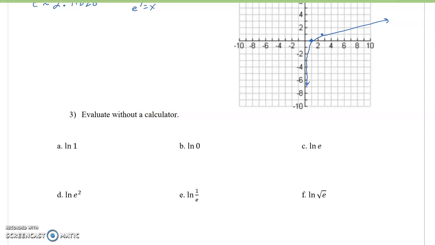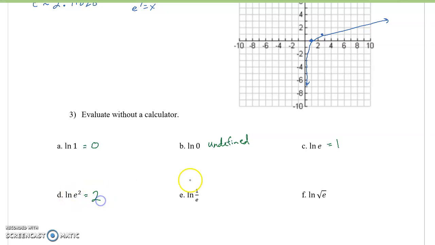So if we're going to try to evaluate some expressions, these logarithmic expressions are all base e. So what can I raise e to get 1? That answer is, of course, 0. What can I raise e to get an answer of 0? Well, we just talked about that vertical asymptote, so this is undefined. Log base anything of 0 is always undefined. What can I raise e to get e? That's simply 1. What can I raise e to get e squared?